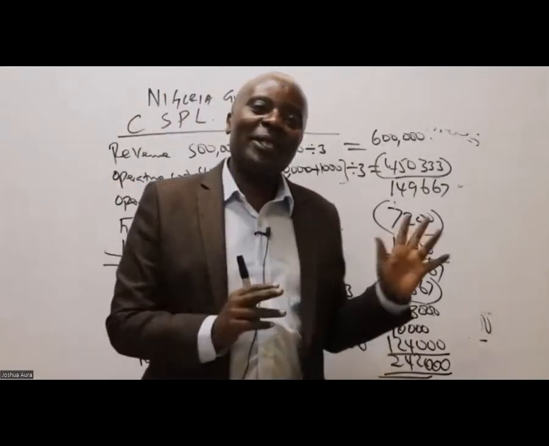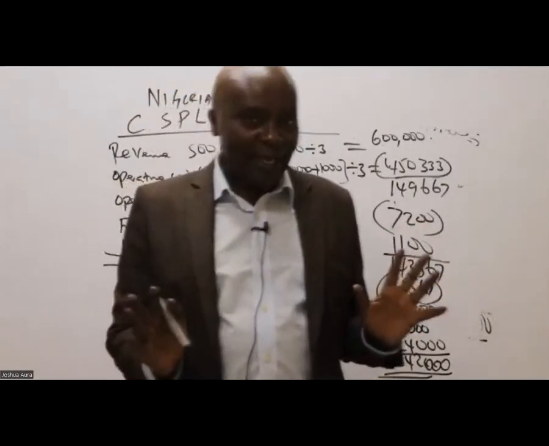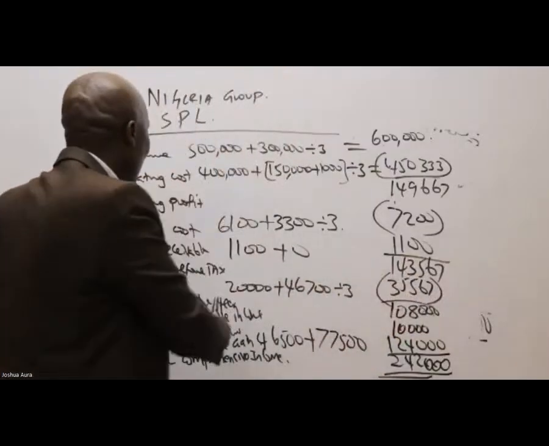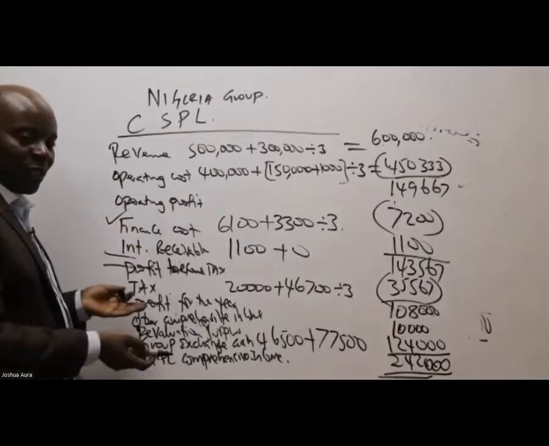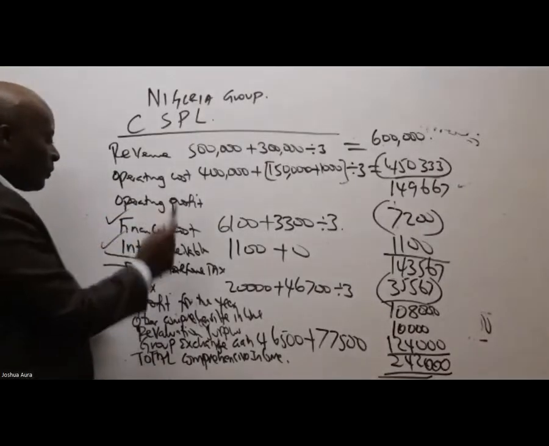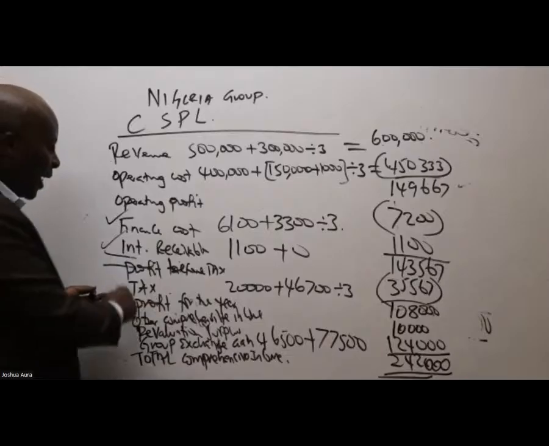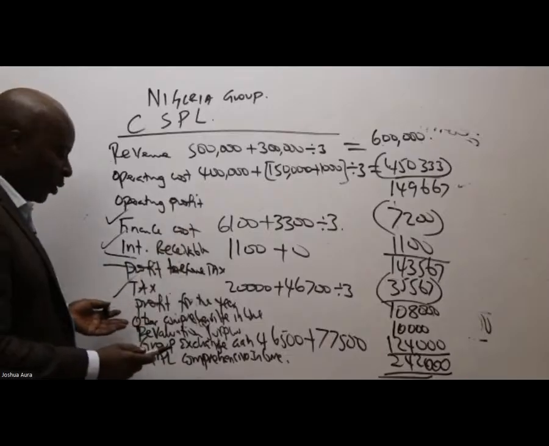So remember, when you're doing this question, it doesn't have to balance. The most important thing, especially when you do the pro forma, like I've never seen this finance cost changing. Finance cost will be okay. Interest receivable will be okay, right? Tax never changes easily. That will be okay.